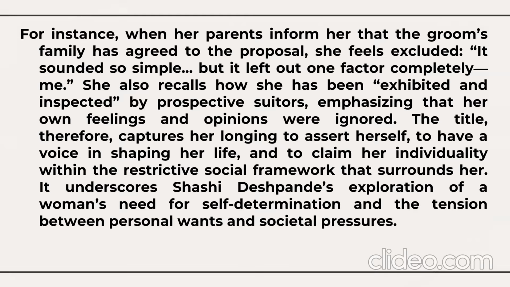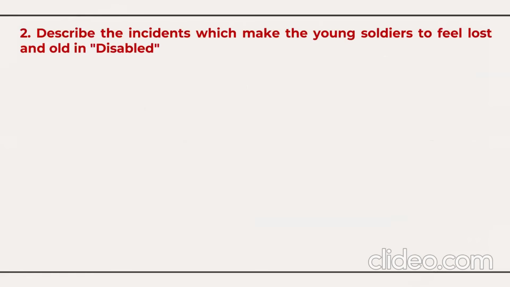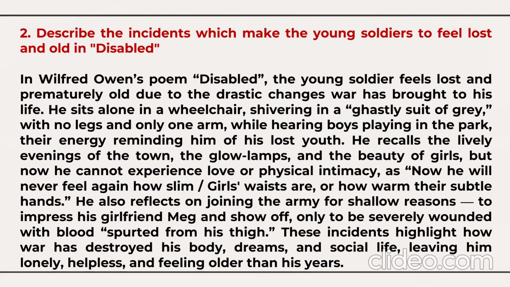You will easily understand. So, describe the incidents which make the young soldier feel lost and old in the poem Disabled. In Wilfred Owen's poem Disabled, the young soldier feels lost and prematurely old due to the drastic changes war has brought to his life. He sits alone in a wheelchair, shivering in a ghastly suit of grey, with no legs, only one arm, only hearing boys playing in the park, the energy reminds him of his lost youth.